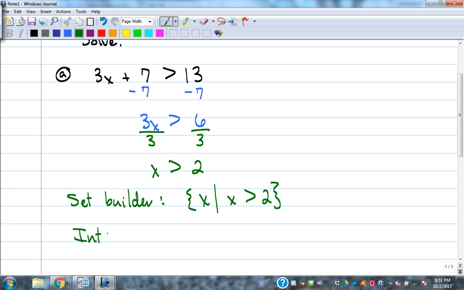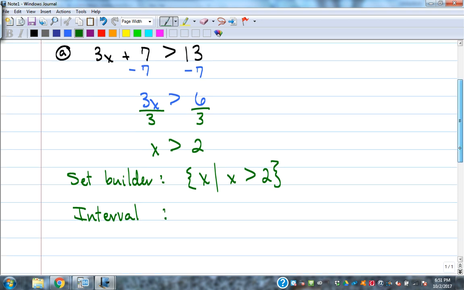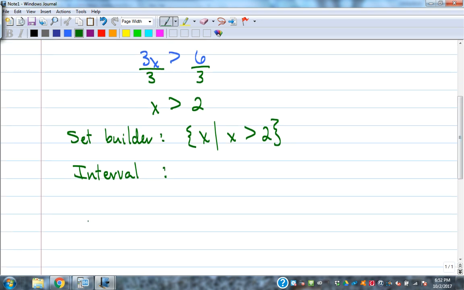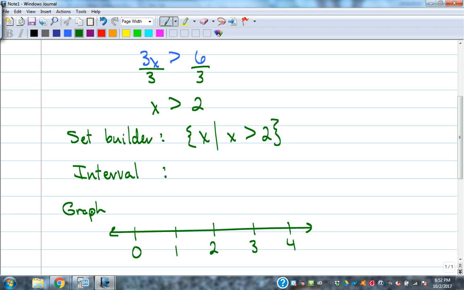The other is interval notation. Interval notation and the number line, we'll say graph, is what we'll call that. The number line and the interval notation really go together well. So if you're looking at a number line, we're going to graph that inequality on a number line. So we're looking for x's that are greater than 2. So I'm going to put 2 in the middle, 3 and 4, and then 1 and 0. And then what I'm going to use is the notation for interval stuff.